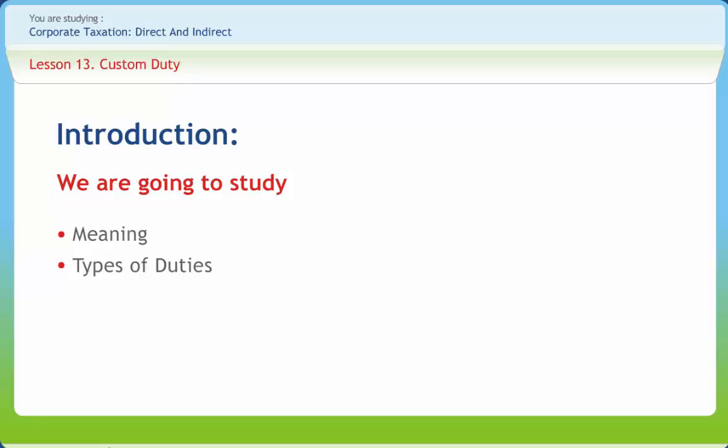Anti-dumping duty. This duty prevents the dumping of foreign goods by the transnational companies. Protective duty. This duty protects the interest of the Indian industrial sector. Export duty. This duty is levied on the exports of goods.